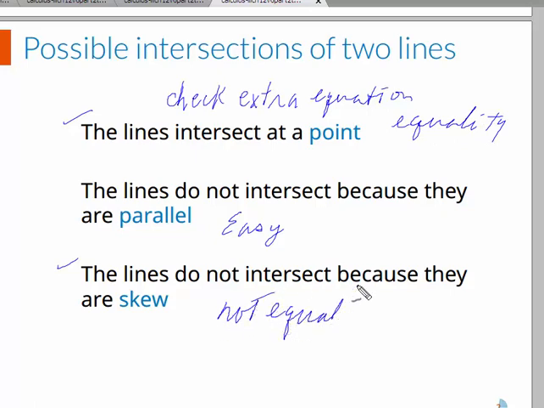And if there is equality, then you have values for S and T. You can substitute those back into the equations, either R1 or R2, and find the coordinates of the point, the X, Y, Z for the point at which the lines intersect.